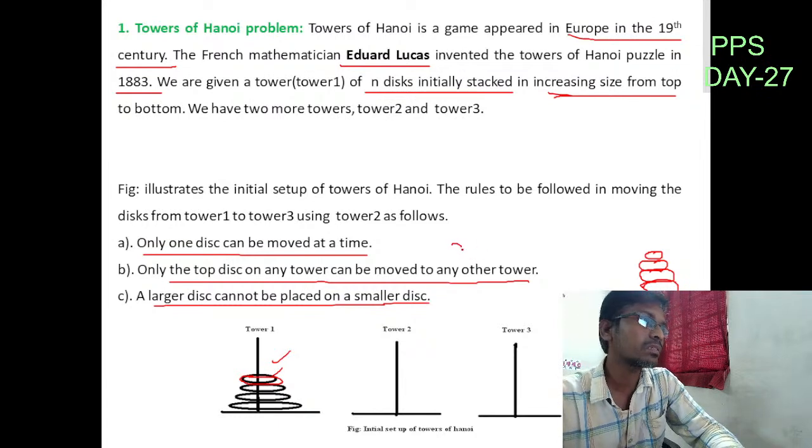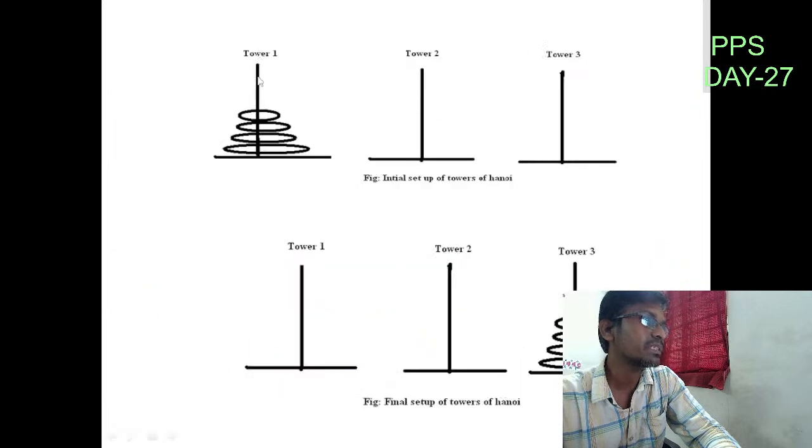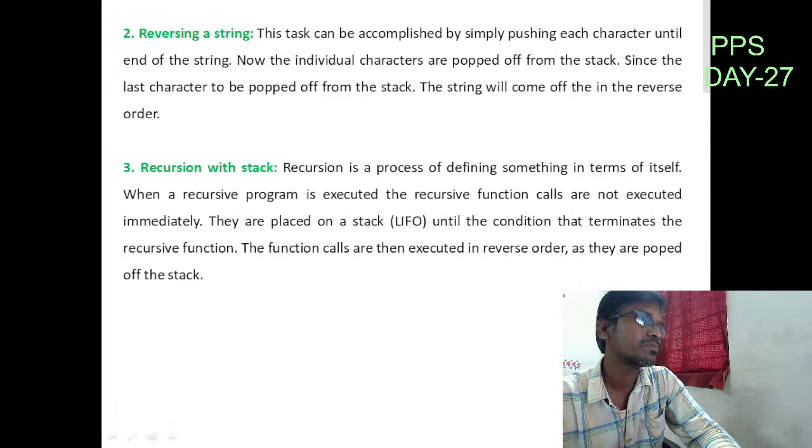So these are the three rules. We have to follow these rules for solving Towers of Hanoi problems. So this is the initial stage. You have to move only the top disk from tower 1 to tower 2 and similarly tower 3. Then after a number of iterations, I got this final solution for the Towers of Hanoi problem. So that is about the Towers of Hanoi problem.